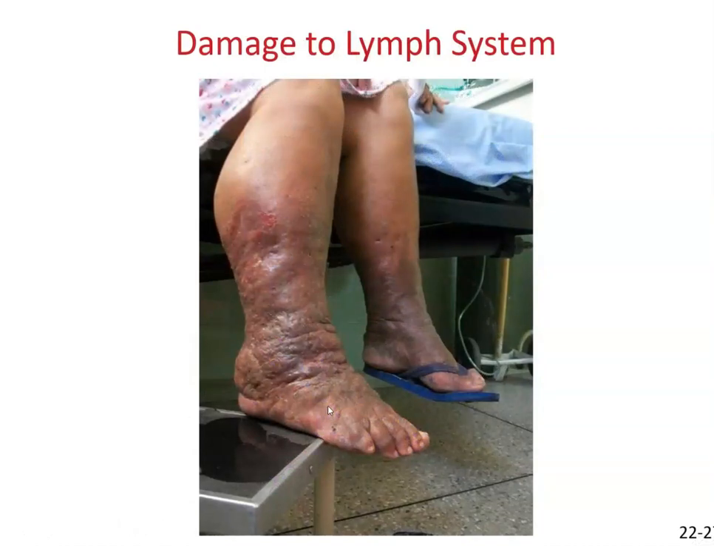Here's some more damage to the lymphatic system. Yeah, you're going to see patients like this. And usually they have comorbidities, diabetes. They're usually extremely overweight, and they don't take care of themselves. The diet is poor. So that's damage to the lymphatic system. Okay.